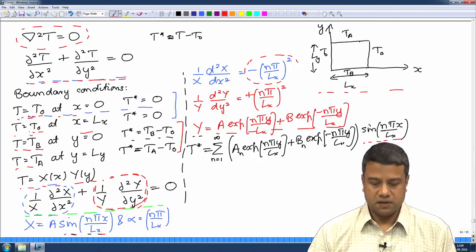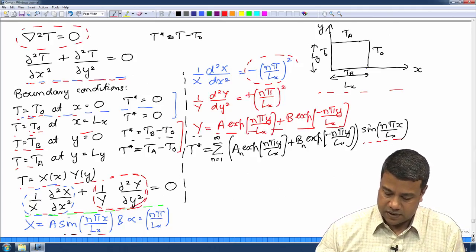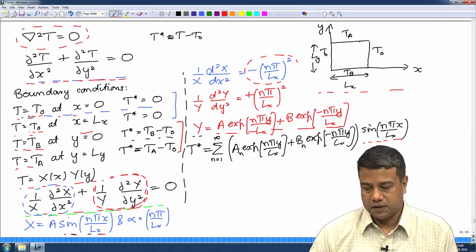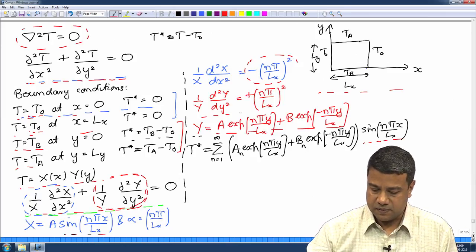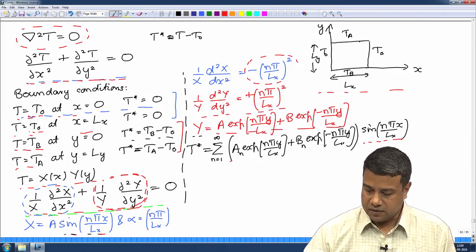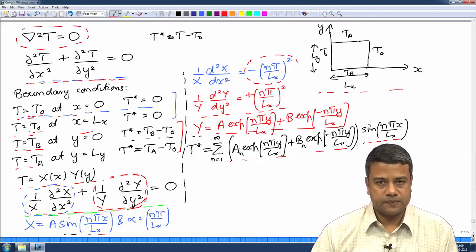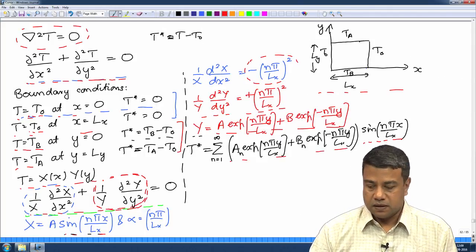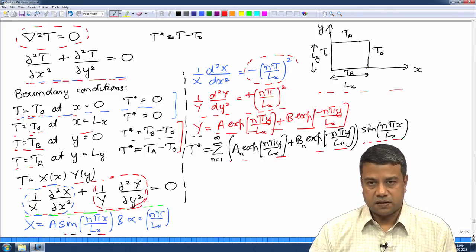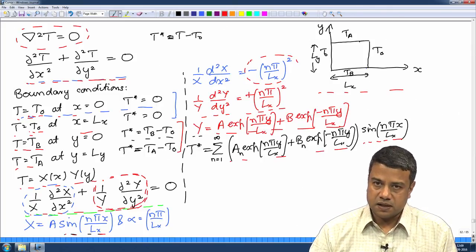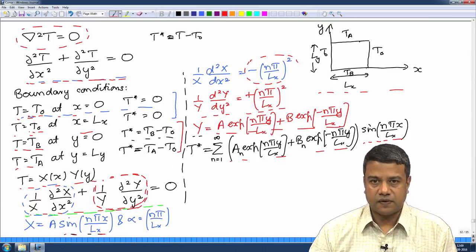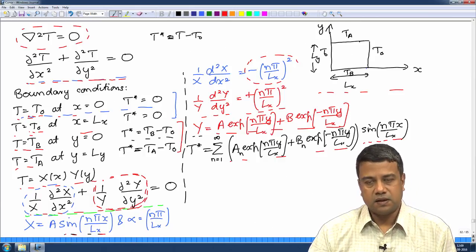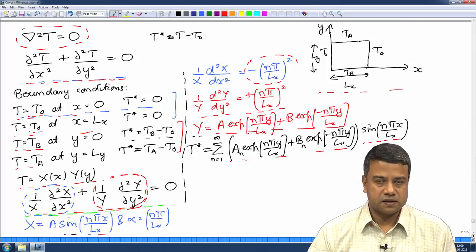Since it is negative for the x direction, it has to be positive and of equal magnitude in the y direction, so that the sum of these two terms is equal to 0. Therefore, the equation for the y direction becomes something like this, and the solutions are exponentials in the y direction. The boundary conditions in the homogeneous direction and the differential equation are satisfied for any value of n, provided n is an integer.